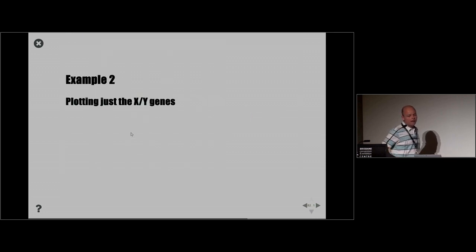Okay, so now I want to do something a little bit more subtle, and I think something that is really illuminating in terms of how all of this RUV stuff really works. And what I'm going to do now is, instead of plotting SVD plots, principal component plots, of all of the genes, I'm going to make principal component plots just of the genes from the X and Y chromosome.